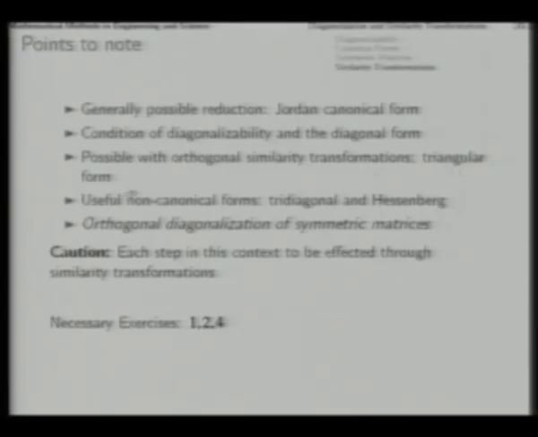Okay. The other useful non-canonical forms are tridiagonal and Hessenberg forms that we have come across briefly, and the most important lesson of this particular lecture is that orthogonal diagonalization of symmetric matrices is always possible, and all these reductions must be carried through similarity transformations only. So, I would also advise you to go through some of the exercises of this chapter before proceeding further to the next lecture. Thank you.